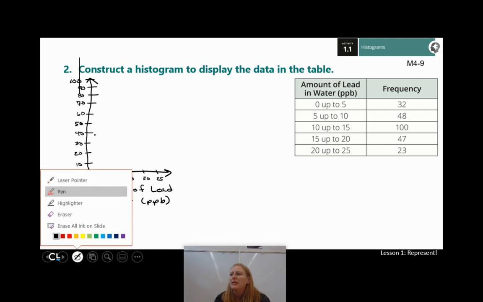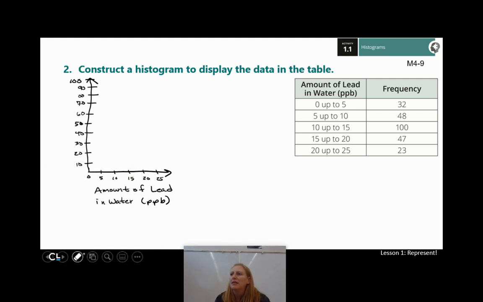I hate it when my pen does that. So I'm going to fix it because I want it to be pretty. So there's my 80. That's better. Now, of course, this is our frequency, but I don't want to label it frequency. I want to put actual units on that.